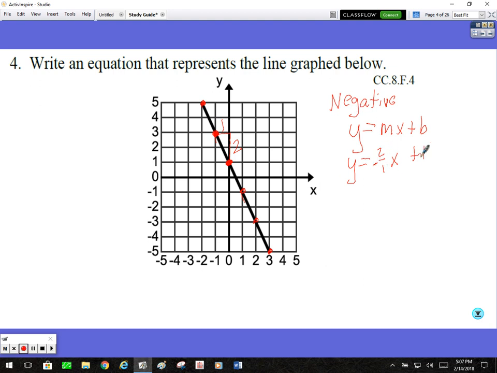Now, nothing wrong with this equation, but remember, on a test, you're not going to see it over 1 because it's a whole number. So this would be your final answer: y equals negative 2x plus 1.